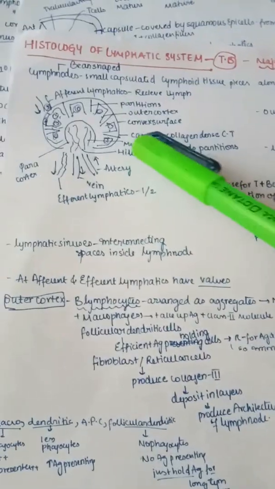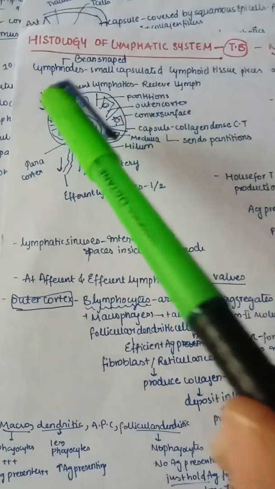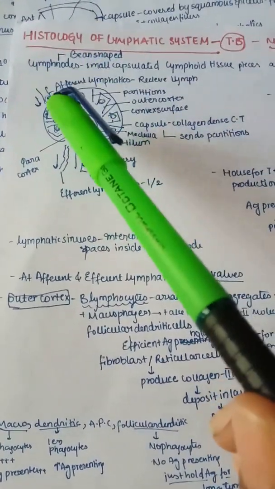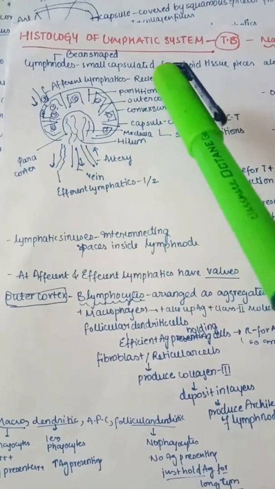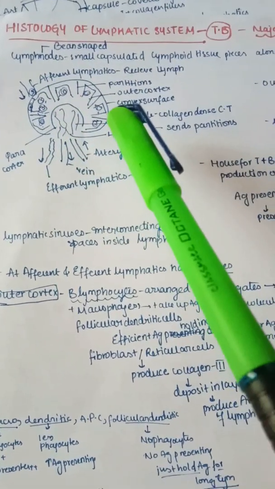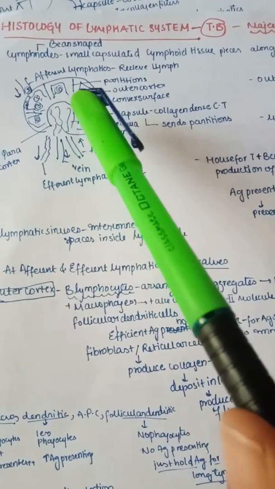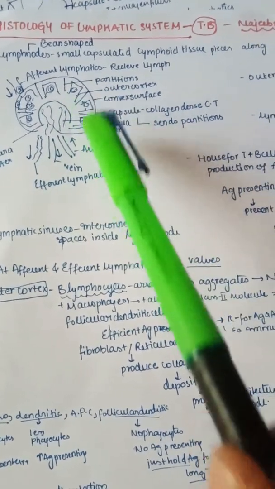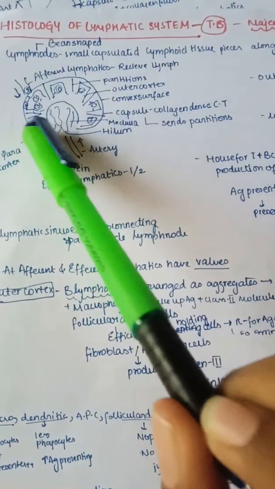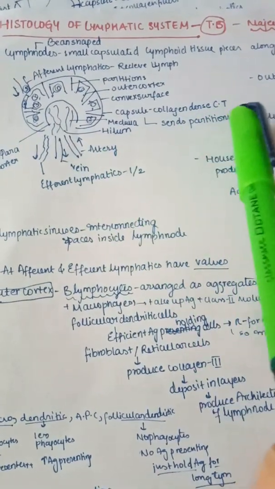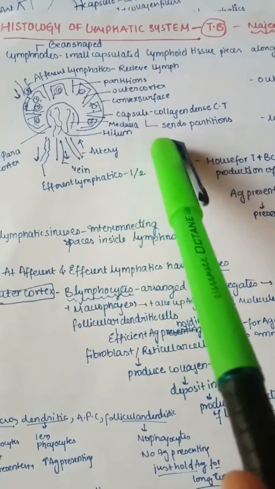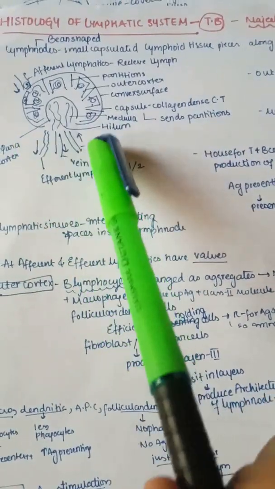So first let us see the labeling over here. You can see first the afferent lymphatics, which is the site where the lymph enters the lymph node. Next, the partitions, which are just projections of the capsule, and this is the outer cortex, which is a convex surface. The capsule has collagen and dense connective tissue. It sends partitions inward, and this is the inner medulla, and this is the hilum.